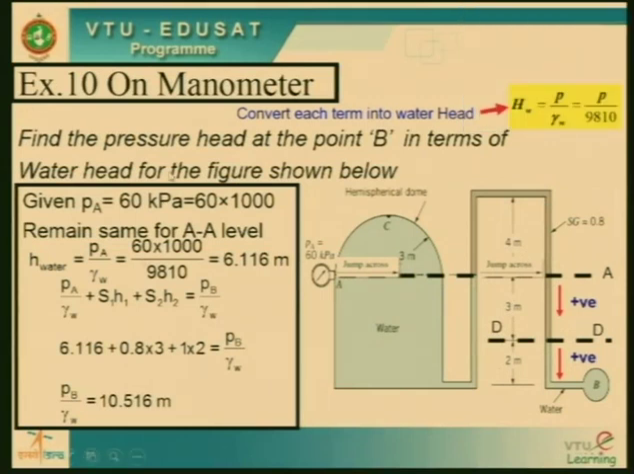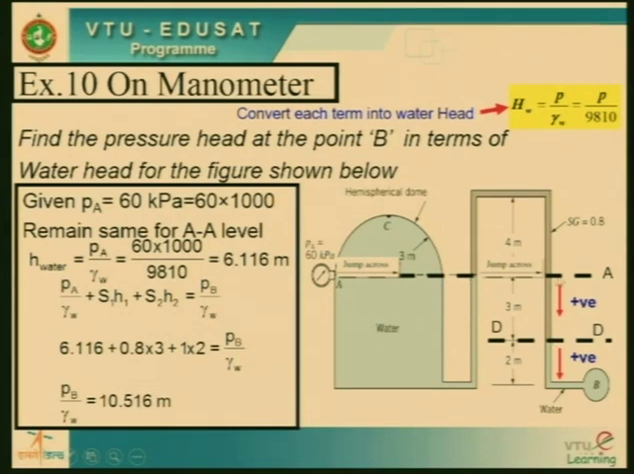Let us take this problem on manometer, same concept. We are asked to find the pressure head at the point B in terms of water head. It is a water head, P by gamma W, we need to convert this head always. So starting from this point 60 kPa, we can see 60 into 1000 divided by 9810, 6.116, same concept. Starting from this point, same value. From here we are going upwards, from here we are going downwards, correct.